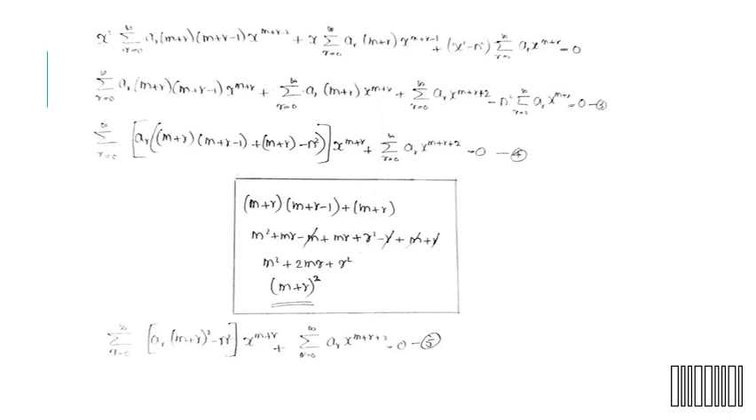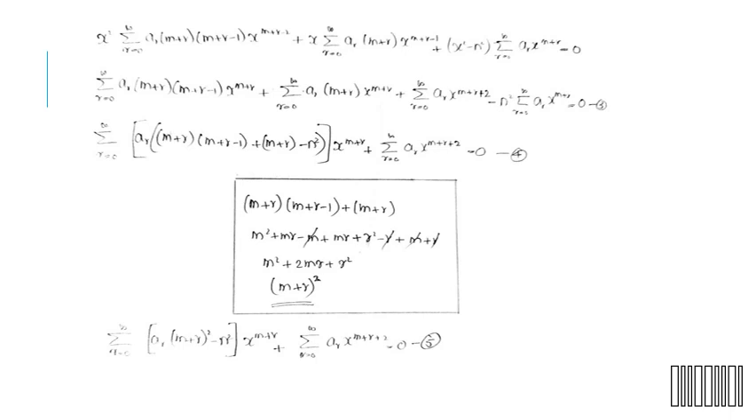In the next step, the coefficient which has x raised to m plus r is taken as common and written in the form of summation of r equal to 0 to infinity ar into ((m plus r)(m plus r minus 1) plus (m plus r) minus n square) multiplied by x raised to m plus r, plus summation of r equal to 0 to infinity ar x raised to m plus r plus 2 equal to 0. Put it as equation number 4.